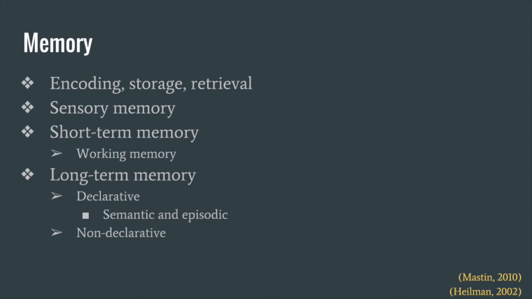Non-declarative, or implicit memory, is memory retrieved without consciousness. This includes learned behaviors and procedural memory, which is how you do things, like walking.